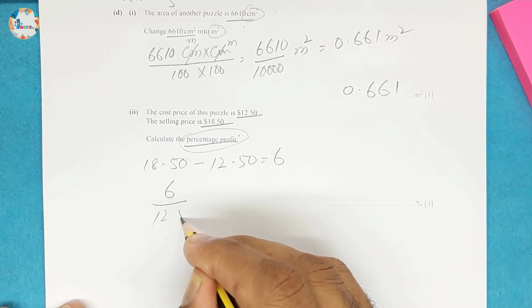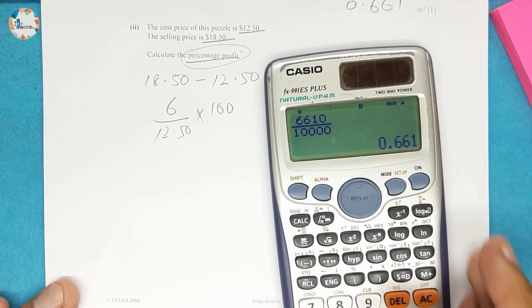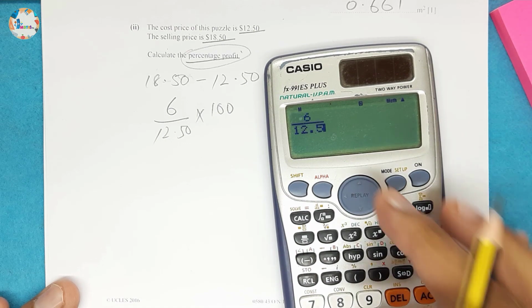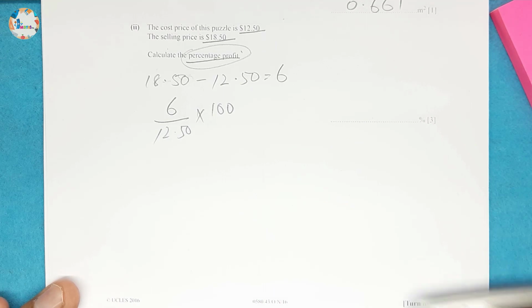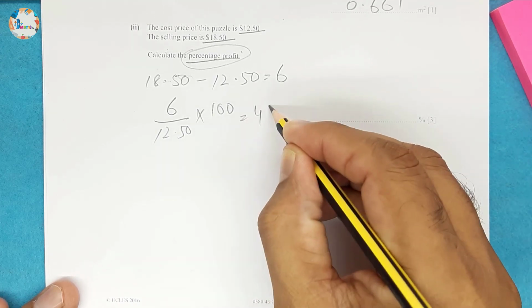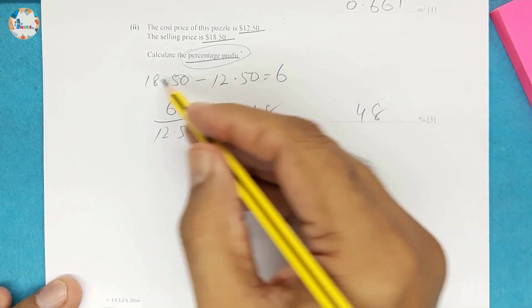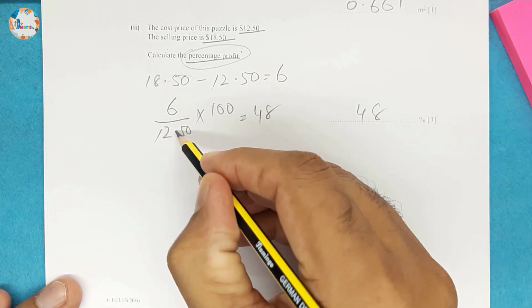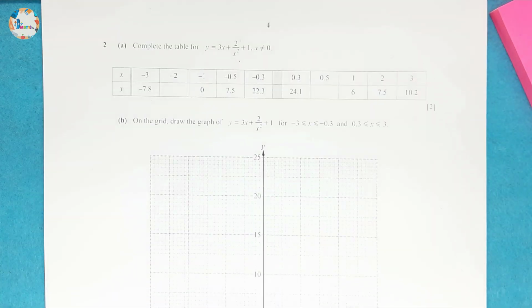Against what? Against 12.50, and into percentage to calculate the percentage profit. So this will be 6 over 12.5 into 100, and this will be equal to 48%. So 48% will be our answer. This is basically the profit against the purchasing price, which is 12.50, and this is for 100. Hopefully you understood this. Question number 2, functions graph question.